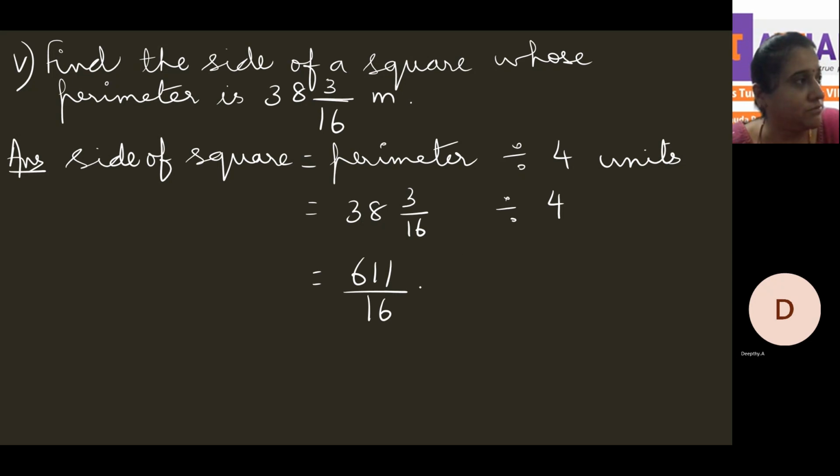Now division will become multiplication. And 4 will become its reciprocal, so 1 by 4, correct? Division will become multiplication, and 4 will become 1 by 4. So now you cannot cancel anything. So multiply the numerators, multiply the denominators.